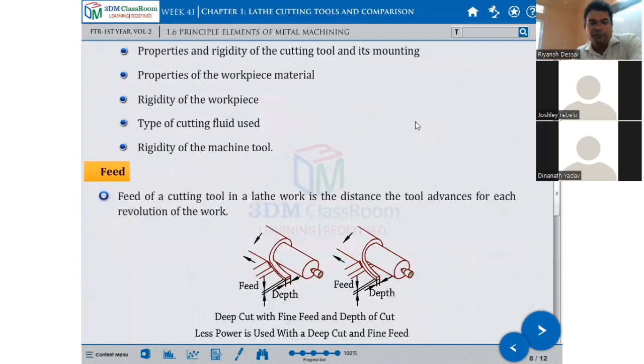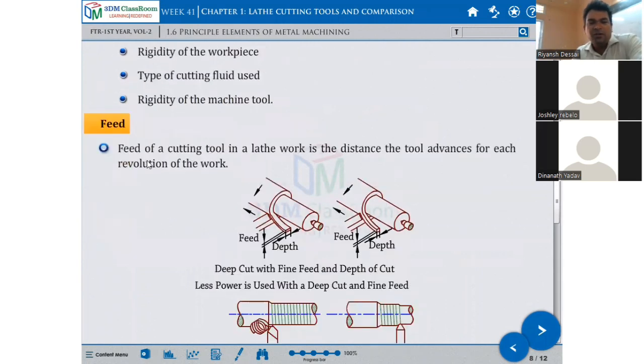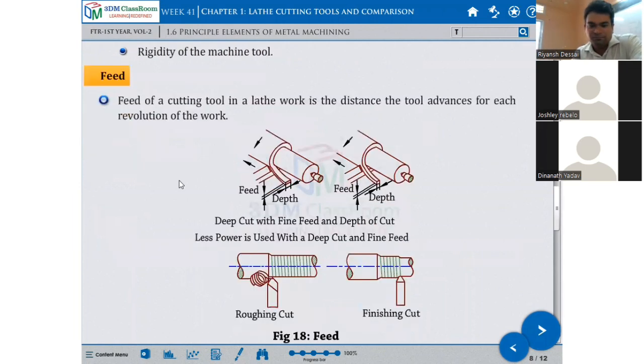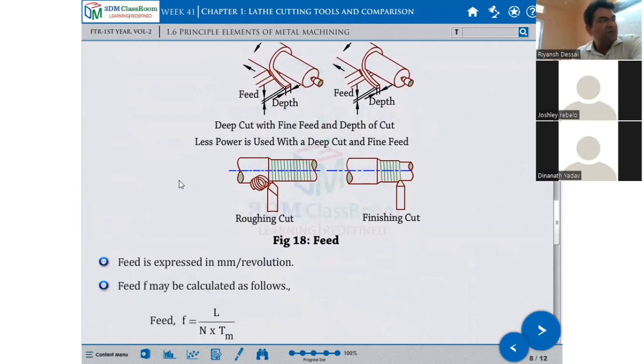Now, what is the feed? Feed of the cutting tool in lathe work is the distance the tool advances for each revolution of the work. How deep the tool goes in one rotation, that is your feed. The feed is expressed in mm per revolution. This is the unit of feed.